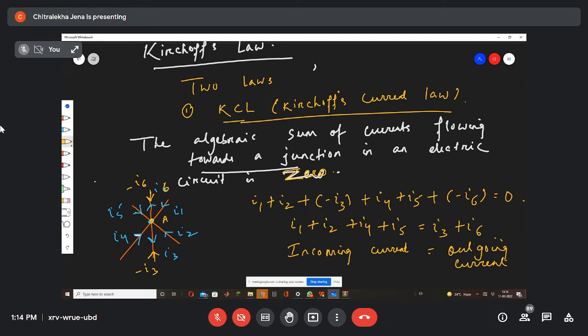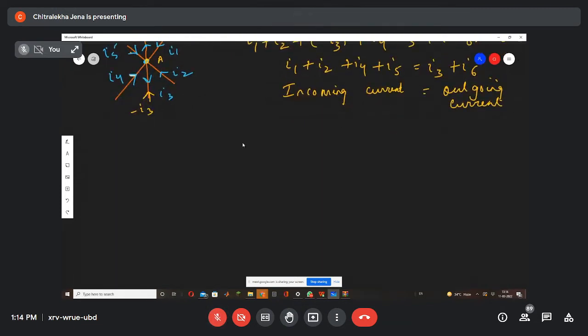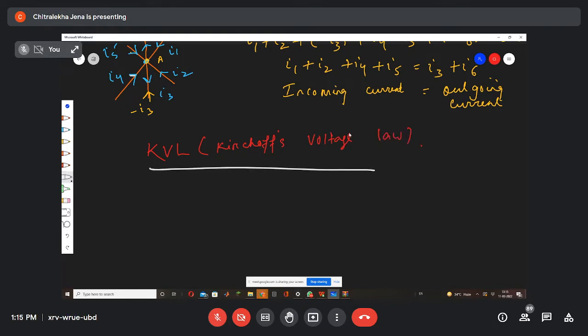Sasi Prakash, Somendra Das, clear? Yes, ma'am. Soham Patra, got it? Yes, ma'am. Very good. Now come to the second law, Kirchhoff's voltage law. Who will tell me the statement of Kirchhoff's voltage law? The sum of all the voltage drops around the loop is zero.